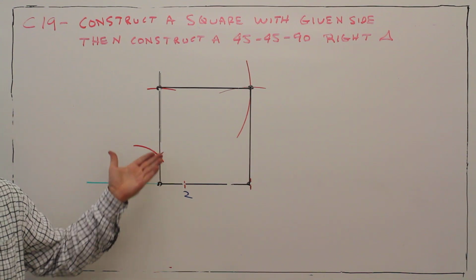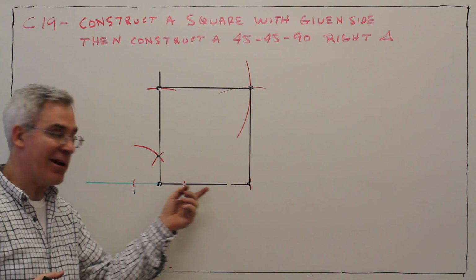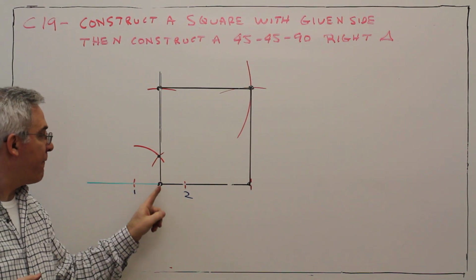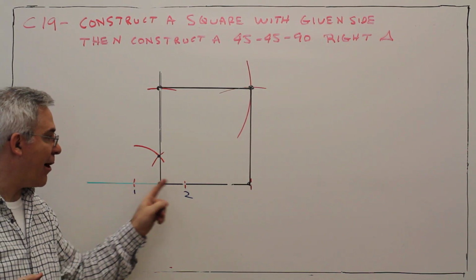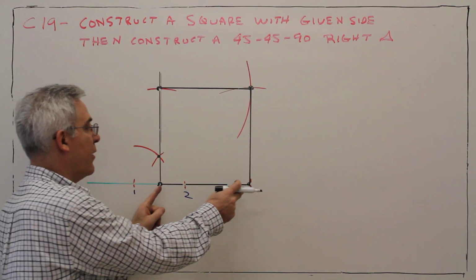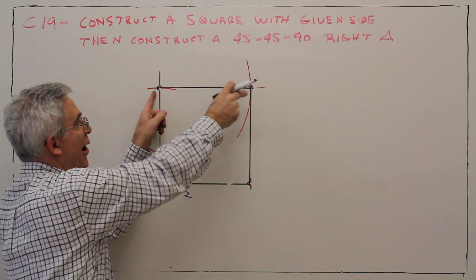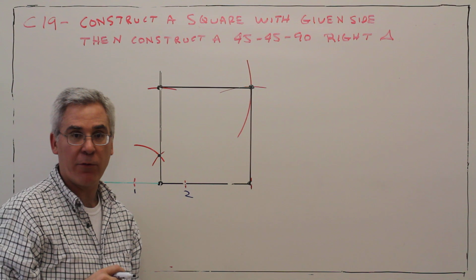I've now constructed a square out of the given side. To review, extend one side, force this point to be the midpoint by arcing each way, construct the perpendicular bisector. This distance and this distance are the same. And then for that last point, just arc from one vertex and the other vertex.